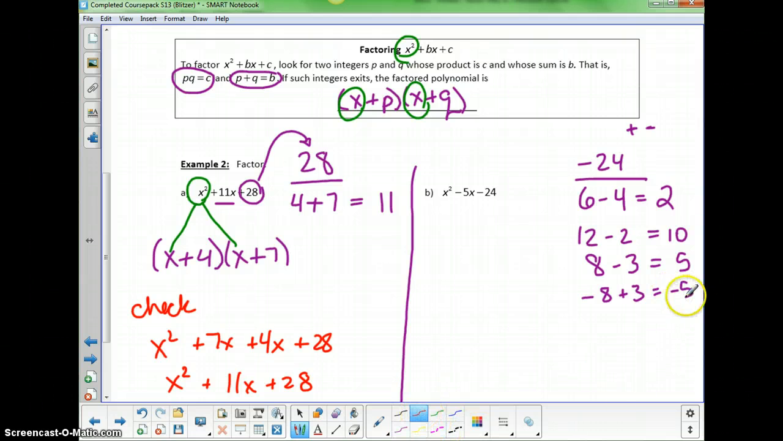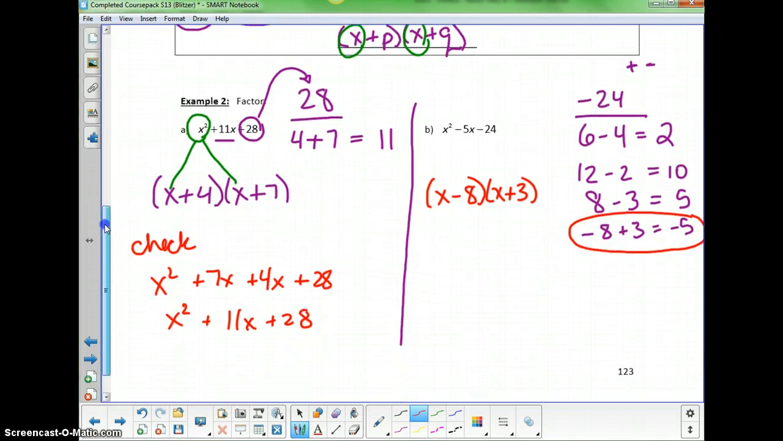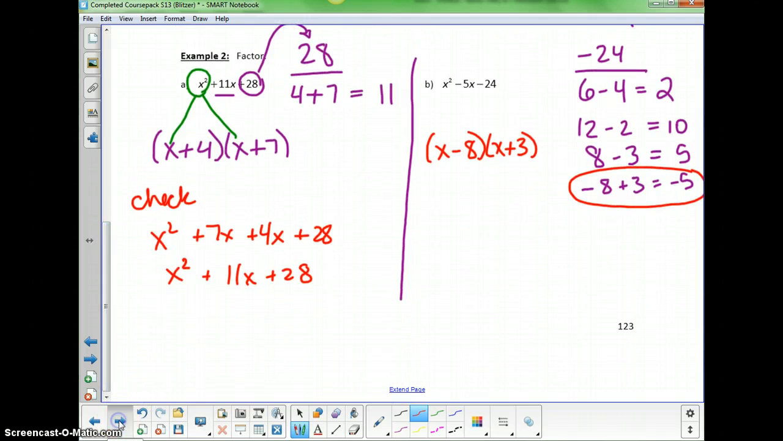Okay, so we find the set that we want, two numbers that multiply to the negative 24 and add to the negative 5. So we know that the answer is x with a negative 8, so x minus 8, and x plus 3. And again, we could check it by multiplying it back out and showing that it multiplied out to x squared minus 5x minus 24. Okay, let's go to the next page.